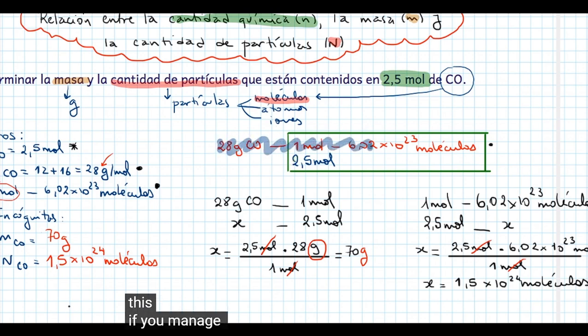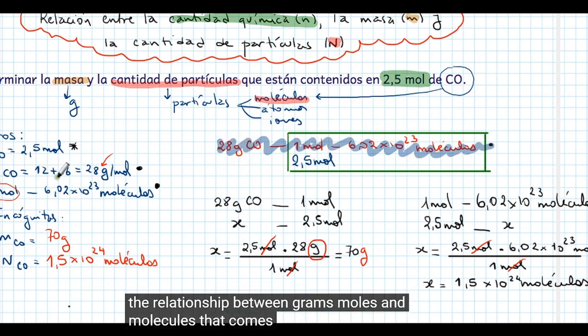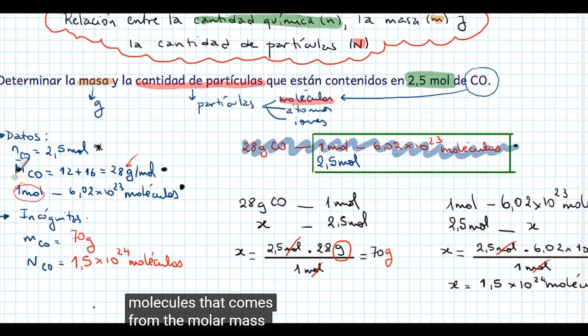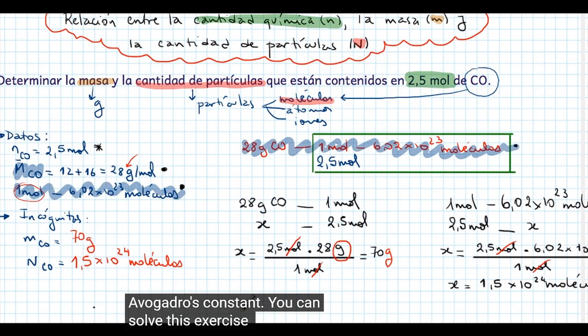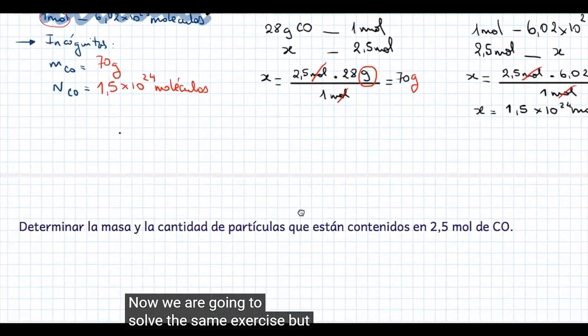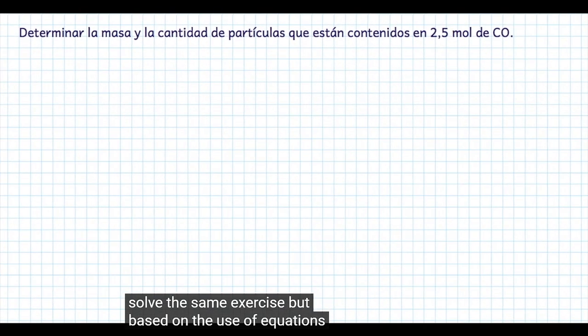If you manage to identify the relationship between grams, moles and molecules that comes from the molar mass of the substance and Avogadro's constant, you can solve this exercise by rules of 3. Now we are going to solve the same exercise but based on the use of equations that we have to know.